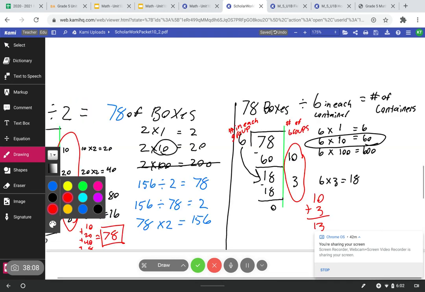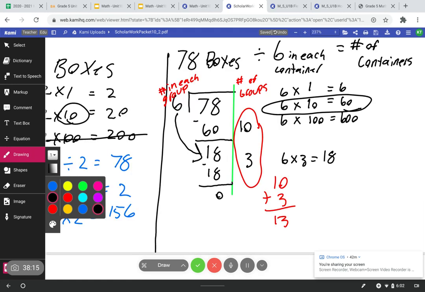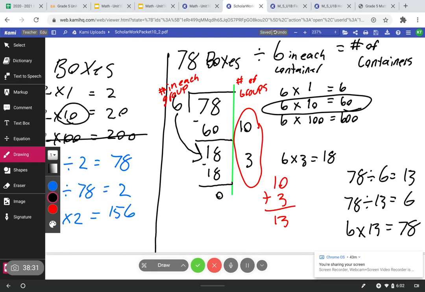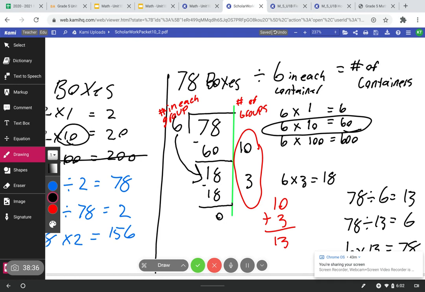But how can I check my work? Remember, division is the opposite of multiplication. So 78 divided by 6 equals 13. 78 divided by 13 equals 6. 6 times 13 equals 78. Final answer is that there will be 13 containers.